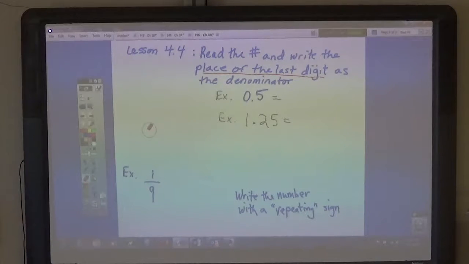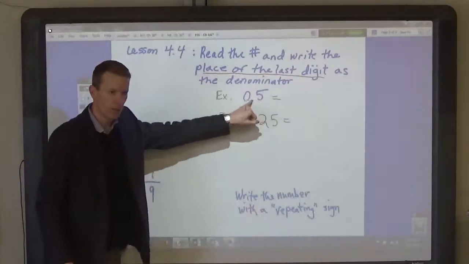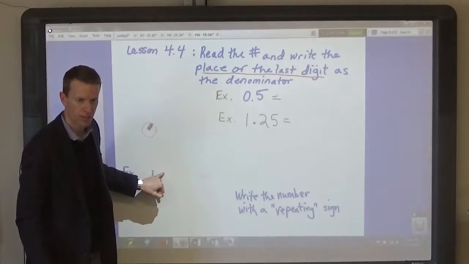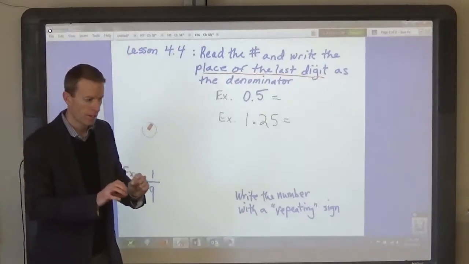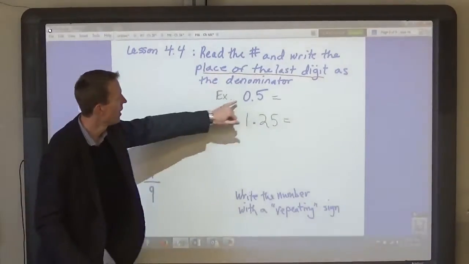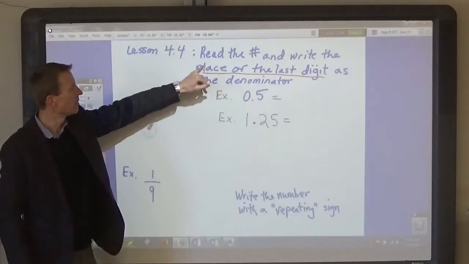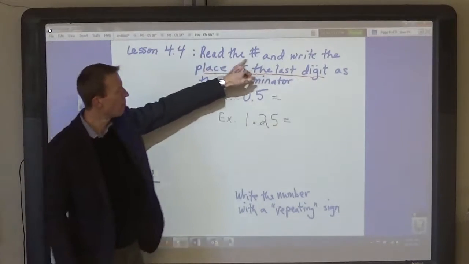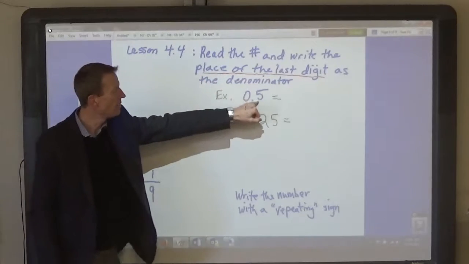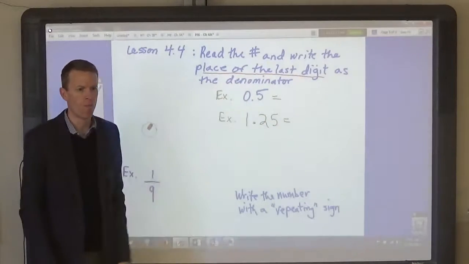Class, we're going to go through lesson 4.4, which is on converting decimals to fractions and fractions to decimals. So, rewriting these numbers. Okay? Let's start with the first type of number, which is converting a decimal to a fraction. There's just one step in this, and that is to read the number and then write the place of the last digit, of the last non-zero digit, as the denominator.